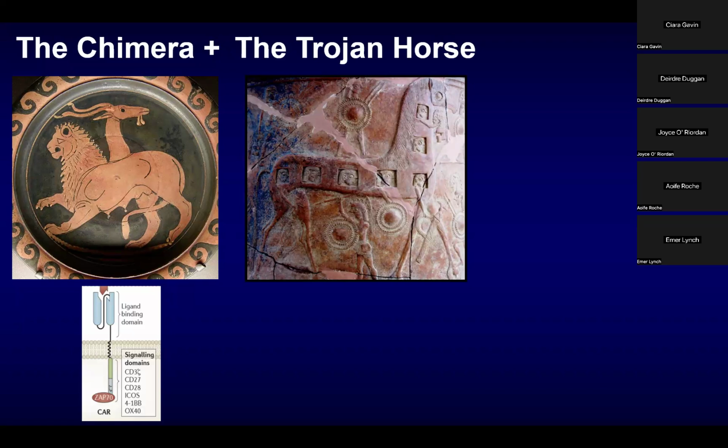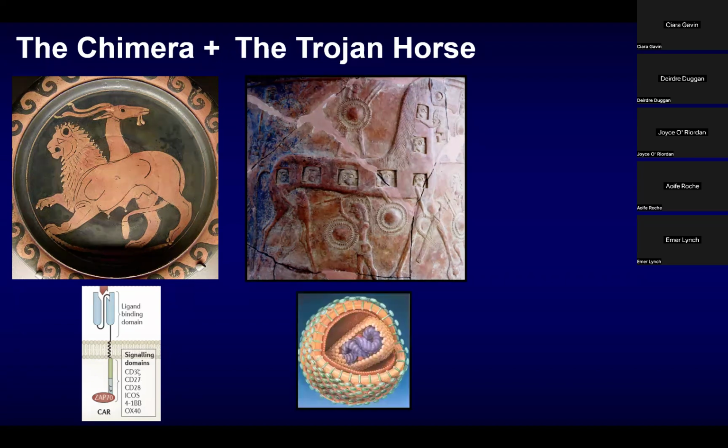Now, this is the first known depiction of the Trojan horse. We need a Trojan horse to carry the genetic material for the CAR inside the cell. We're using a lentiviral vector, essentially disabled HIV.